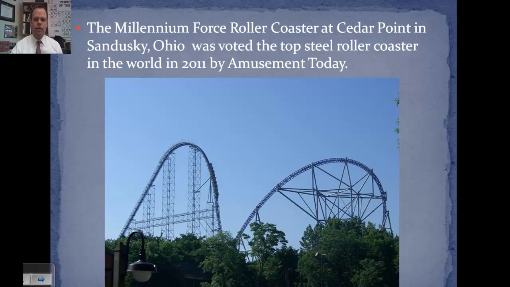So let's look at an example here using a real roller coaster. The Millennium Force roller coaster at Cedar Point in Sandusky, Ohio was voted the top steel roller coaster in the world by 2011 by Amusement Today. I'm going to give you the data that I have for this roller coaster, and then we'll go and do a number of calculations for it.